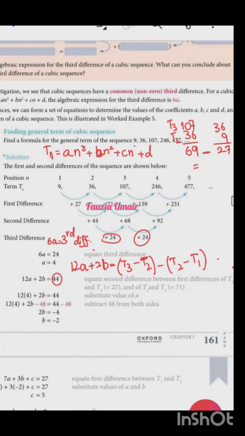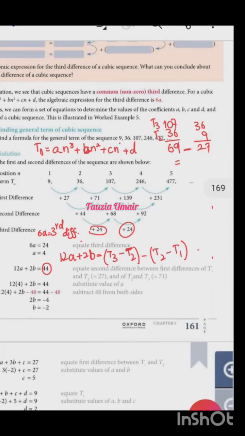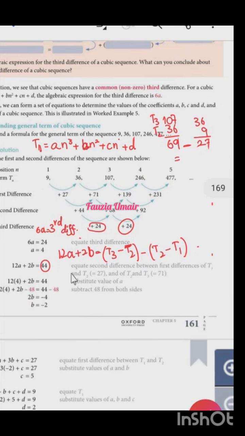Oh yes, it's 26. I did 107 minus 36 and then minus 36 minus 9. This is written here, na? It's the difference between, देखो, the second difference between the first differences of T1 and T2. So it's not like you need to use the first difference, you need to use the second difference.